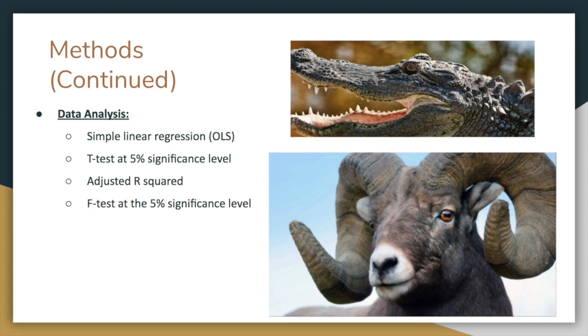So the methods continued. The data is analyzed through simple linear regression using the ordinary least squares method, and the t-test is performed at the 5% significance level to determine if the estimated coefficient values for the independent variables are statistically significant. The adjusted r-squared value is calculated to determine the explanatory power of the regression. And lastly, the f-test is performed at the 5% significance level to determine if the entire regression is statistically significant.